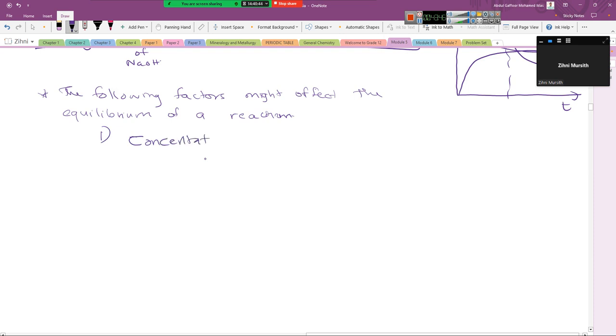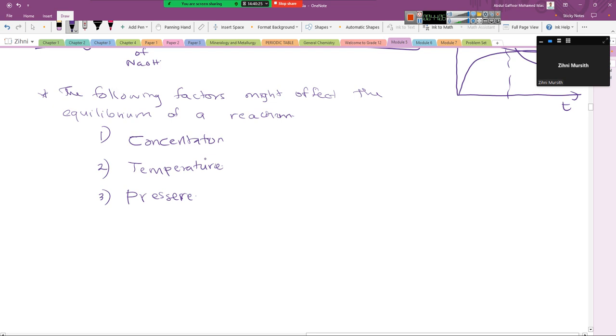There are three factors that can affect the equilibrium of a reaction. The first one is concentration, the second one is temperature, and the other one is pressure, right? So these three factors can affect the equilibrium.